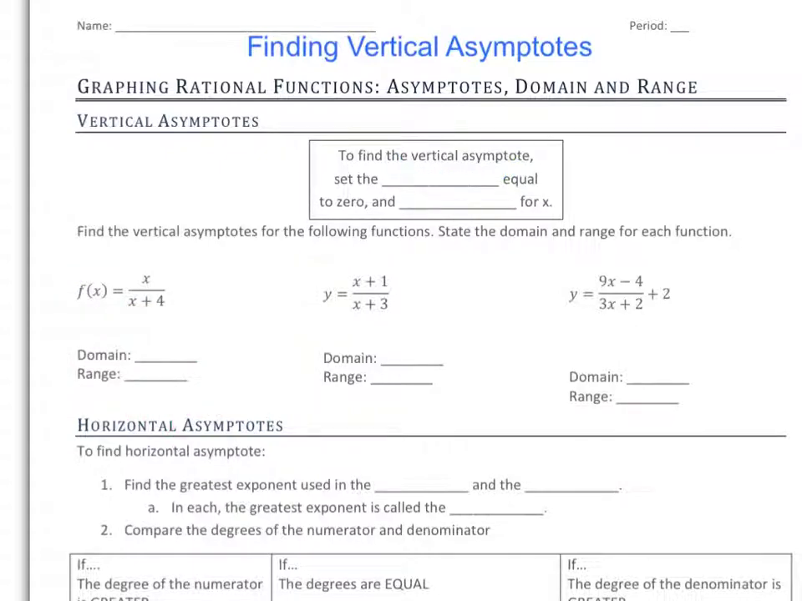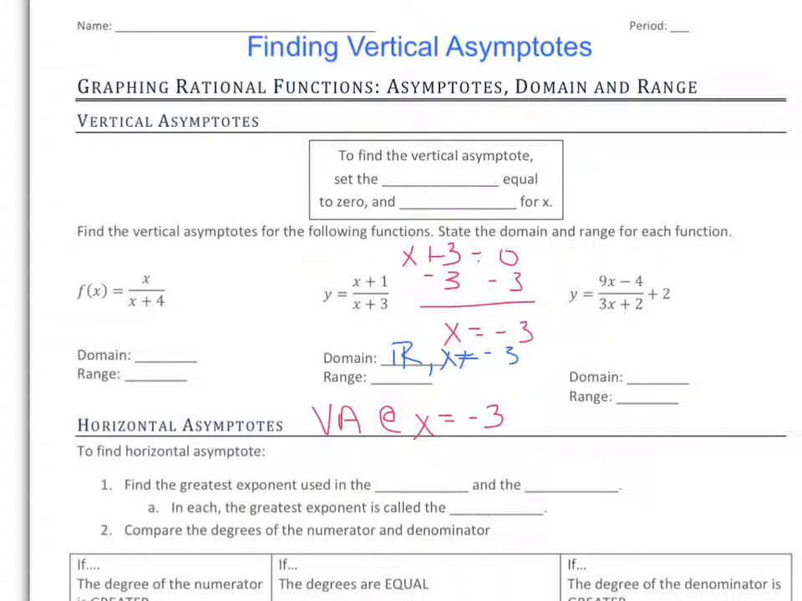Now for the next one, once again, set the denominator equal to 0. So x plus 3 equals 0. I subtract 3 from both sides, and I get x equals negative 3. So my vertical asymptote is at x equals negative 3. To find the domain, I would say all real numbers, but x cannot equal negative 3. Once again, if I plug negative 3 in for x, negative 3 plus 3 is 0, and we can't divide by 0.